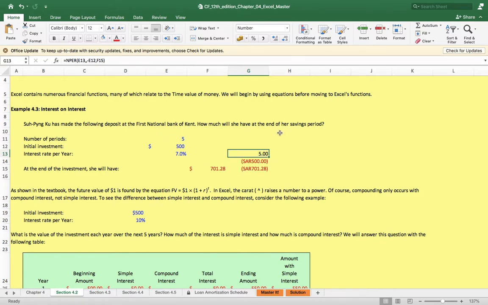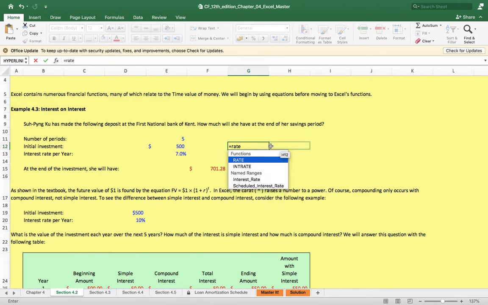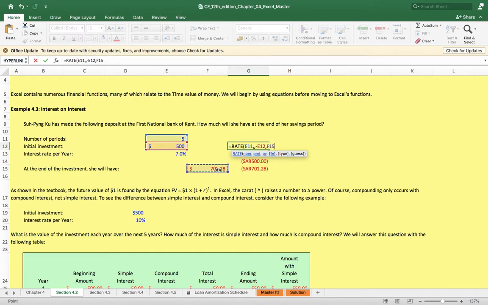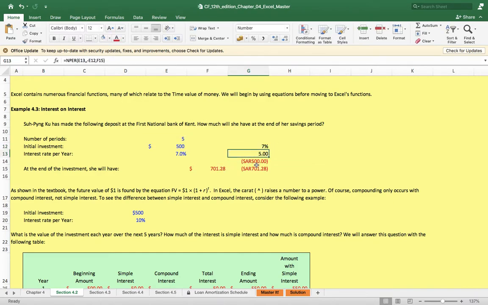Similarly, you can calculate the interest rate also. There is a function called rate. Click there. Rate. It is asking NPER, number of periods. Payment, nothing, so just put another comma. Present value, minus 500, and future value 701. Bracket close. 7%. So all these calculations you have done, put them in the red font.